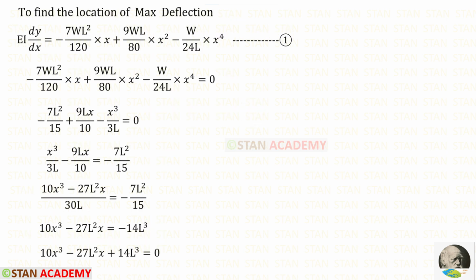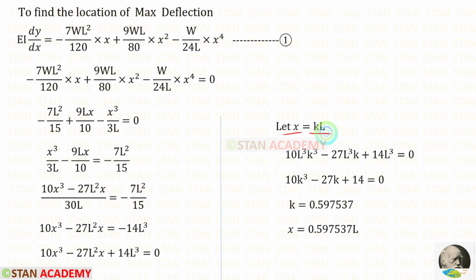Now we are going to find the location of maximum deflection. We know that there will be maximum deflection when the slope is 0. Let us take the slope equation and equate that to 0. After simplifying, we will get this. Let us keep x is equal to KL. We can take L cube on the other side. 0 upon L cube, it will become 0. Then we can take a calculator and solve this equation. For k, we will get this. And we know that x is KL. So for x, we will get this expression.